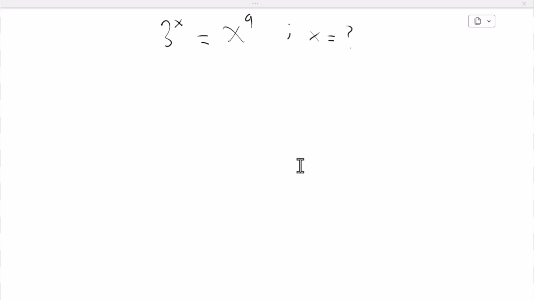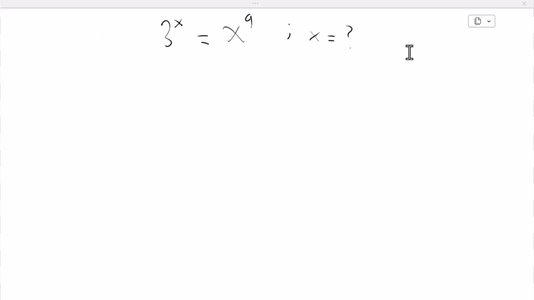Today we have a question on board, that is 3 to the power x is equal to x to the power 9. Now this is a common Olympiad maths question. Now how do we go about finding the value of x? To start with, first of all, we need to sort numbers to one side and variables to another side.